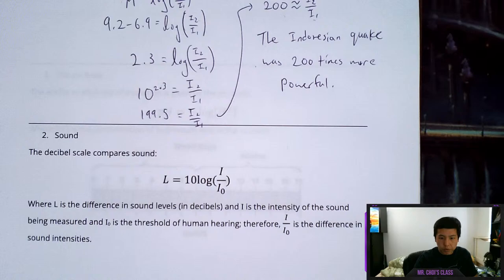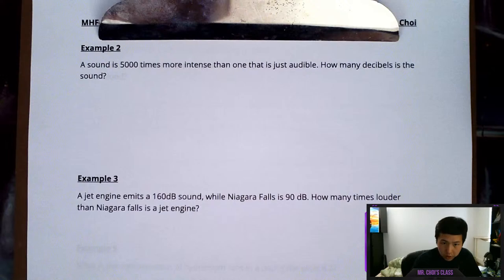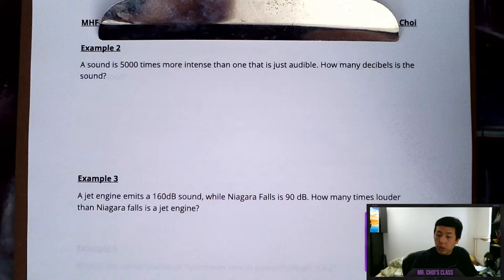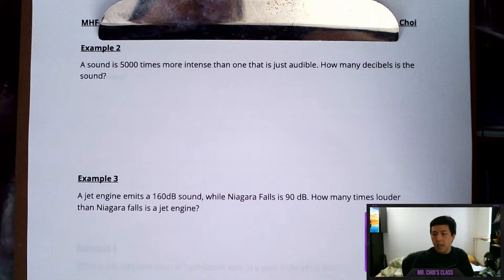And so now we can go through some examples with the decibel scale function. So let's go through that example here. Example two: a sound is 5,000 times more intense than one that is just audible. How many decibels is the sound? Usually I follow my own word problem method, which I call the guess method, which is givens, unknowns, equations, substitute, and solve.